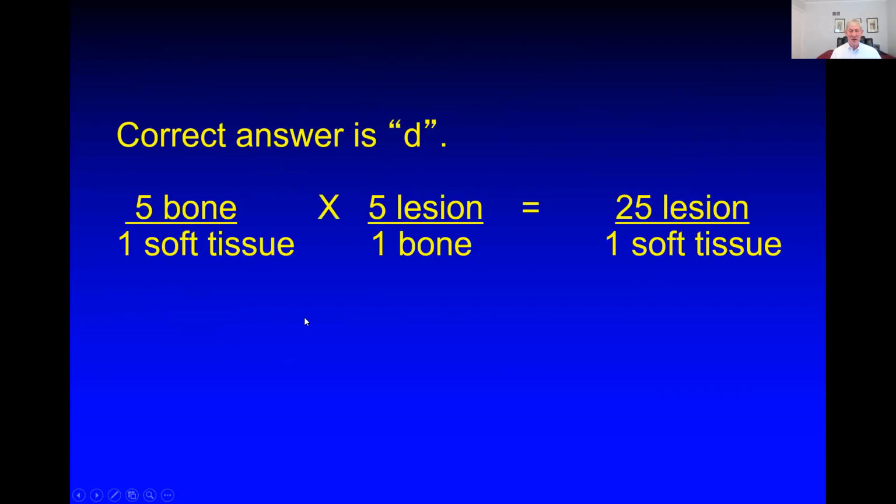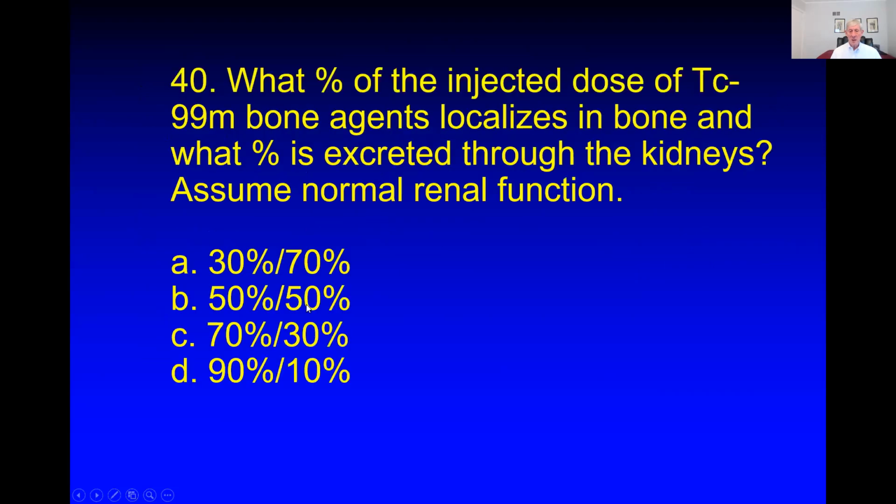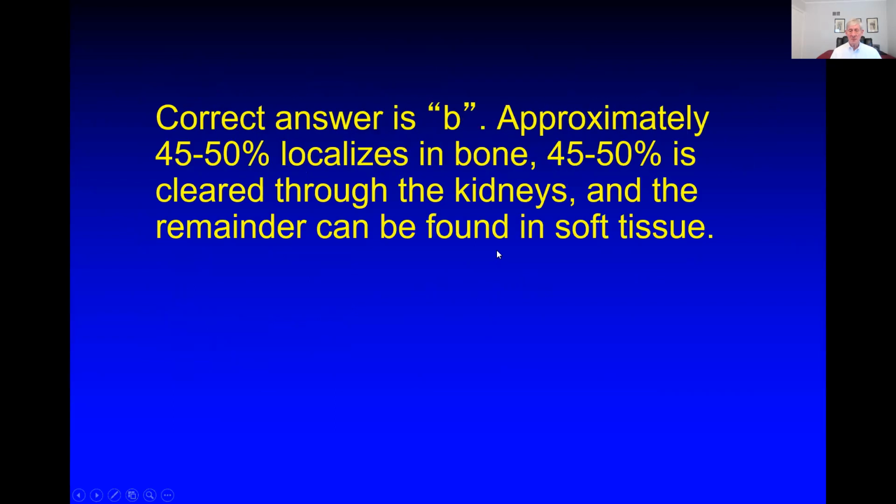What percent of the injected dose of bone agent goes to bone, and what percent is excreted through the kidneys? B. Roughly, it's 45 to 50%, both in the bone and through the kidneys.